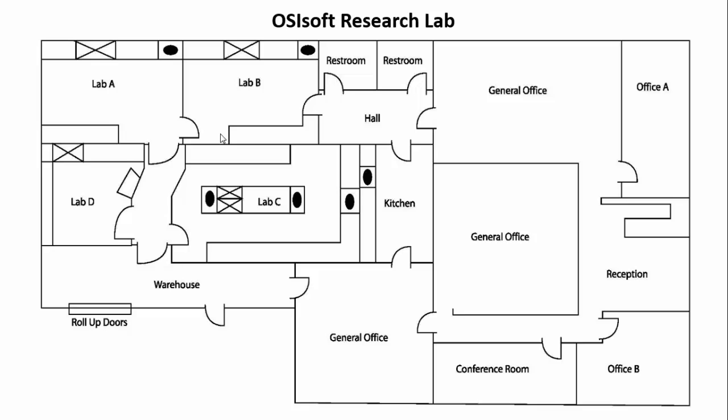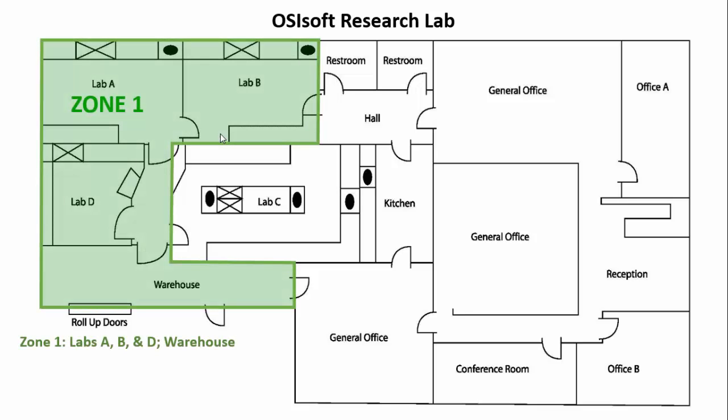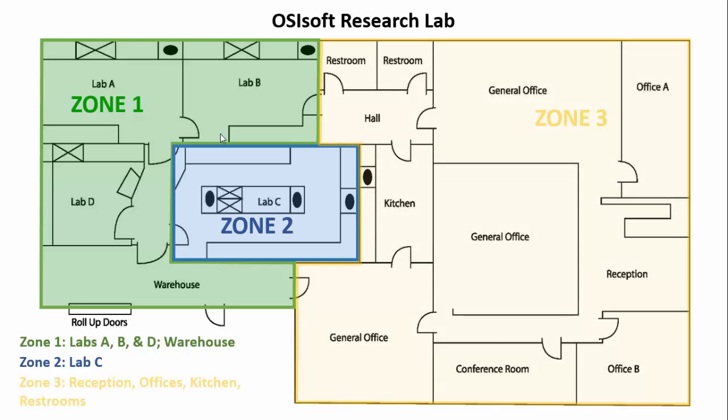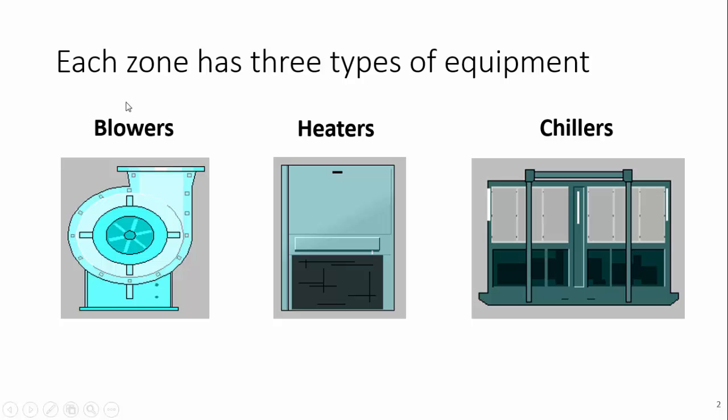So our lab is actually subdivided into 3 different sections. We have Zone 1 that is comprised of the 3 small labs in the warehouse. Zone 2, which simply encompasses the largest lab. And Zone 3, which contains all the other rooms in the building, mostly our office space. Now within each zone, we have 3 different types of equipment. We're going to have blowers to move the air, heaters to warm it, and chillers to cool it.